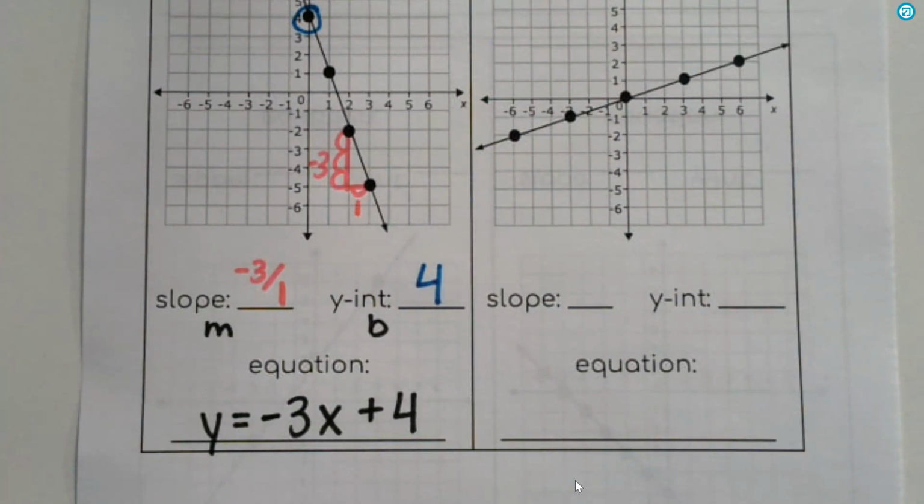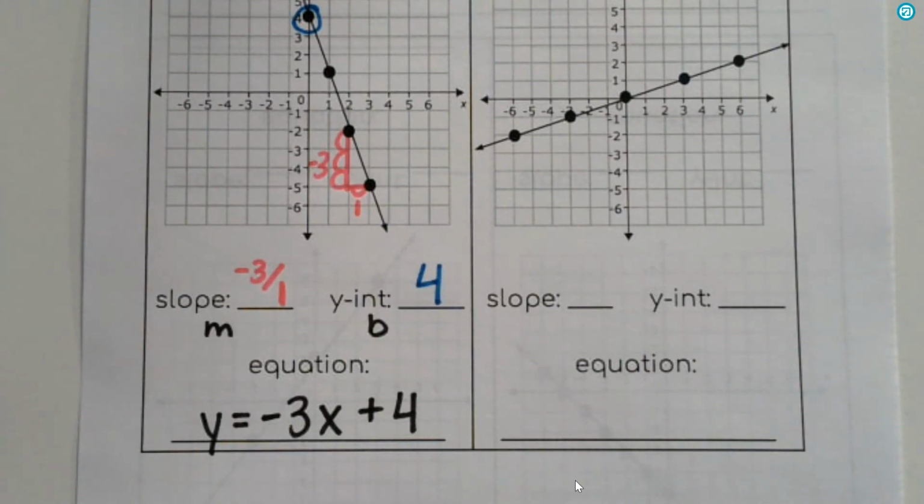So just like I can add in my imaginary ones, I can take them out. We will not count it wrong whether it says negative 3 over 1 or negative 3. Those are both correct. Y equals negative 3x plus 4. Okay, any questions on that one?